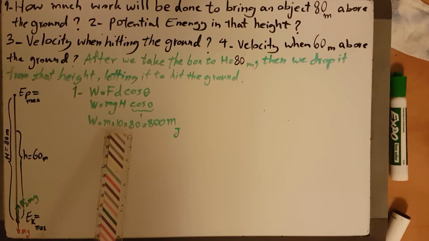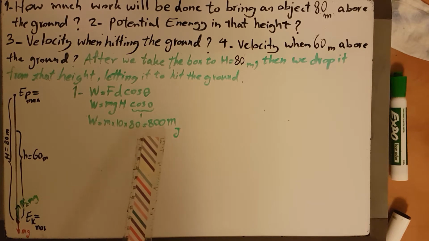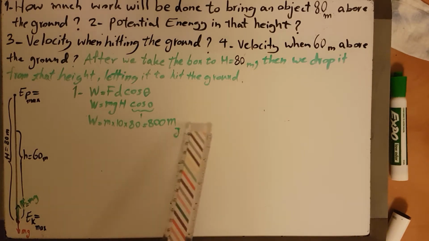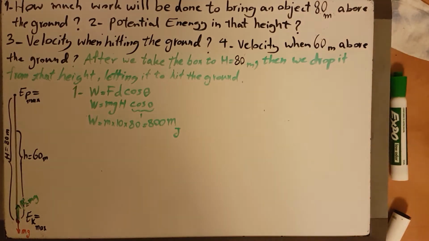I don't have the mass, so I have only g and maximum h, which will give me 800. M is mass. In here, this m is mass. So it's 800 m joules actually, because I don't have the mass, I write it as m.